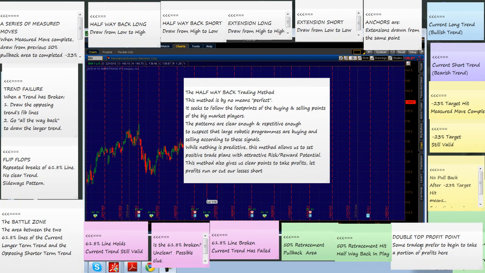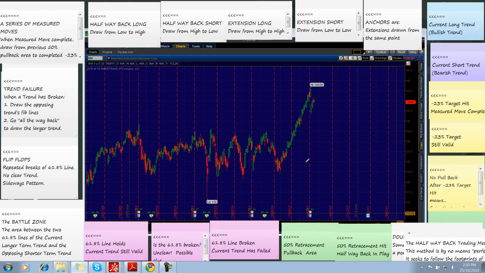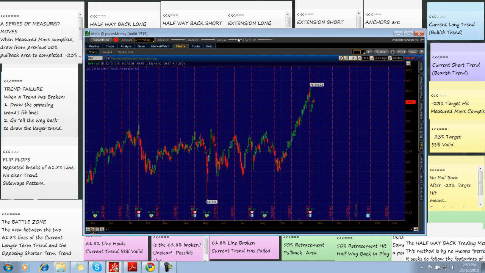G'day everyone, it's Sydneyoptionstrader looking at the halfway back trading method, and we're going to look at an example today on IBM. It looks to be in an opportune position for us to create a decent risk reward trade plan with the help of options.